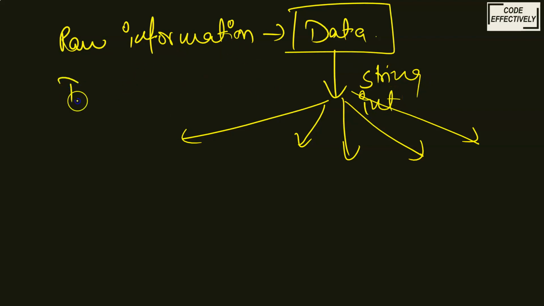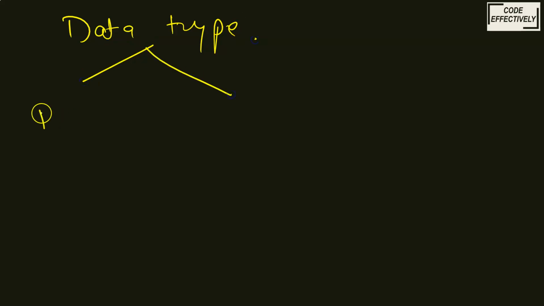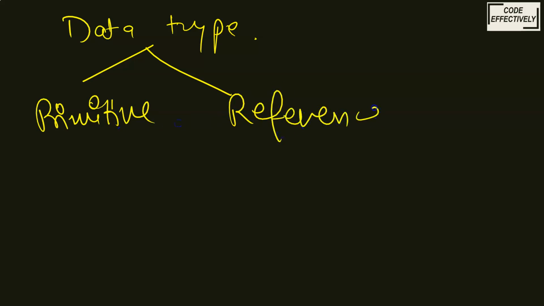Now, what are data types in Java? When you are working in Java, there are two types of data: first is the primitive data type and the second is the reference data type. These are the two main data types in Java. The primitive data type is further divided into other categories, and reference is again divided into other categories.